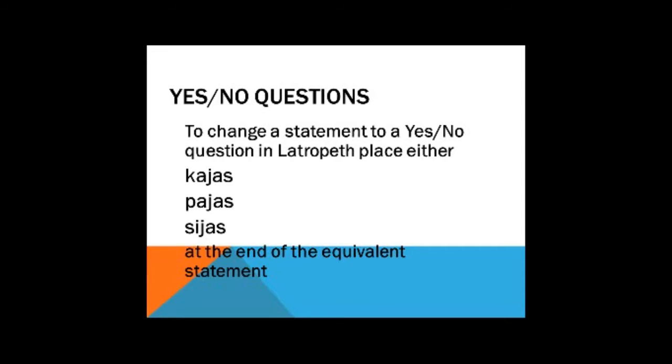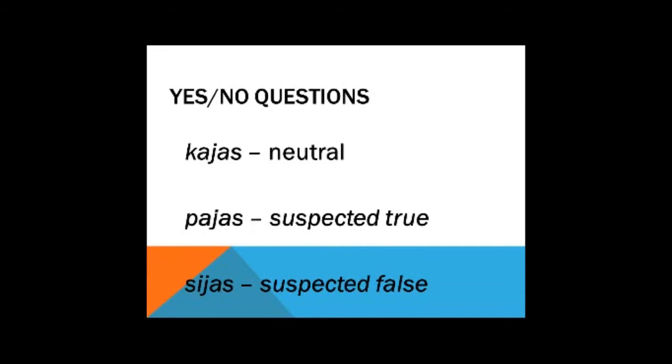So let's begin our foray with yes-no questions. To change a statement to a yes-no question in Latropeth, place either kayas, or kayis, or kayus at the end of the equivalent statement. There is a distinction between them, so we'll give some examples here to illustrate this.